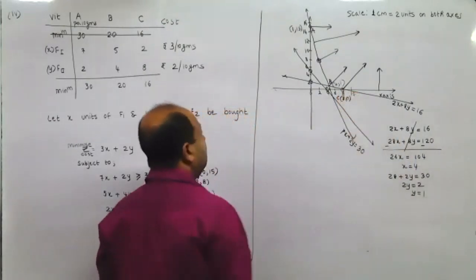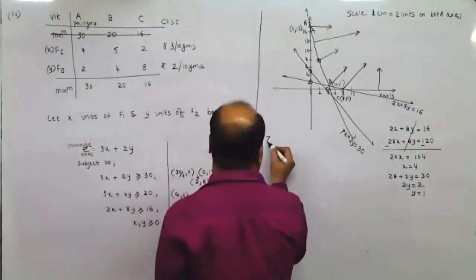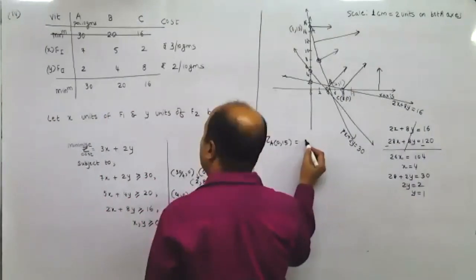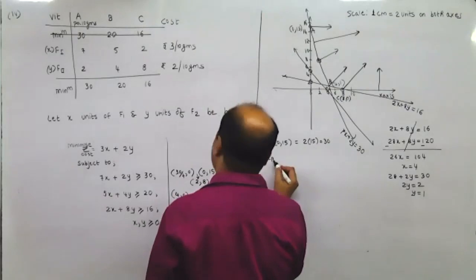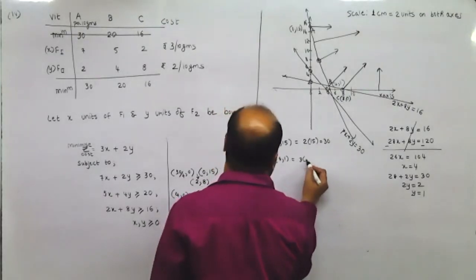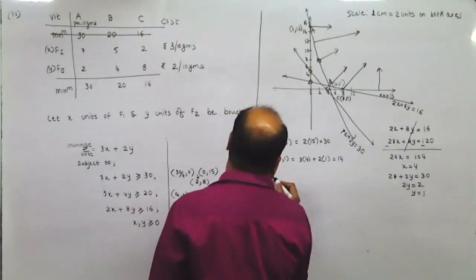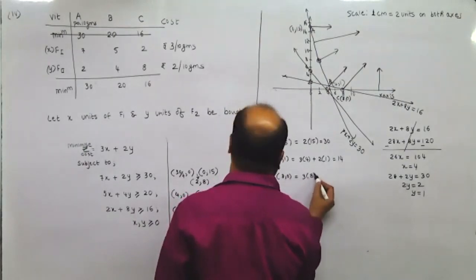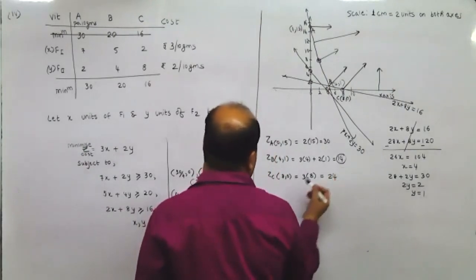So these are the points that you have. Now we'll have to find z at all these 3 points. Z at A would be 0, 15. So it would be 2 into 15, that is 30. Z at B would be 4, 1. It would be 3 into 4 plus 2 into 1. So 12 plus 2 is 14. Z at C would be 8, 0. So it is 3 into 8 plus 2 into 0. It is 24. So minimum cost is at 4, 1.